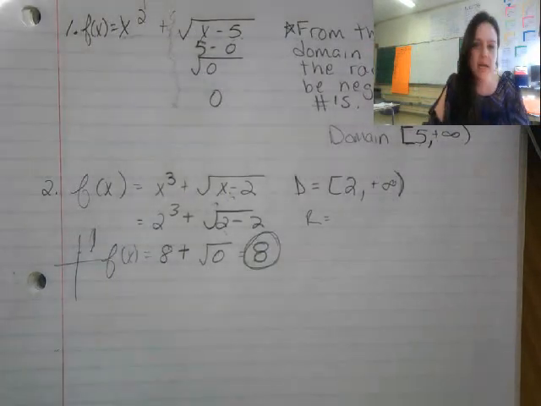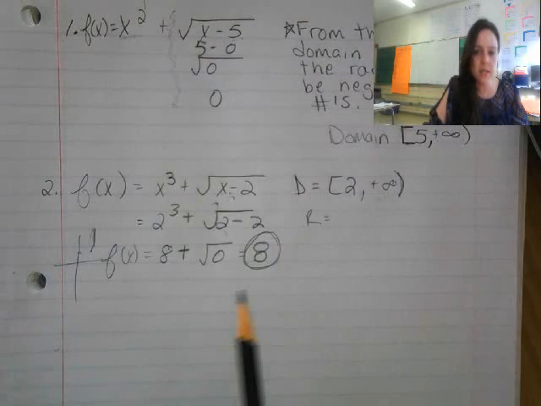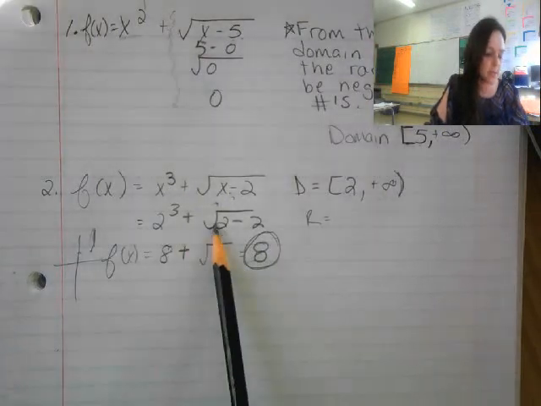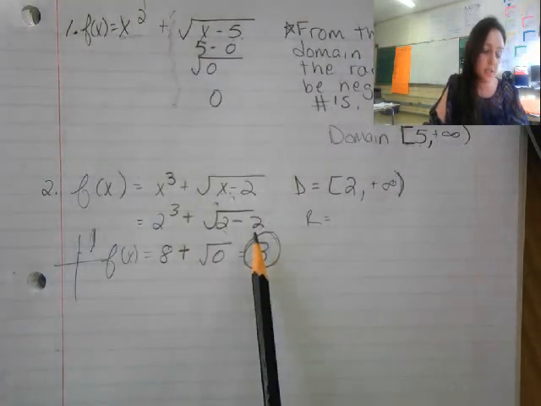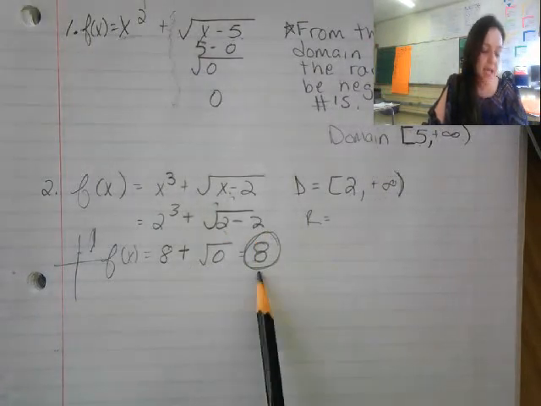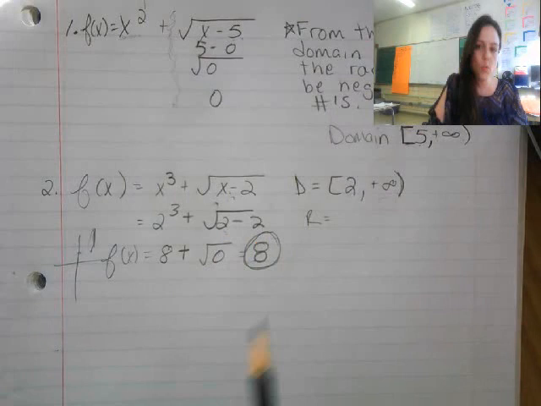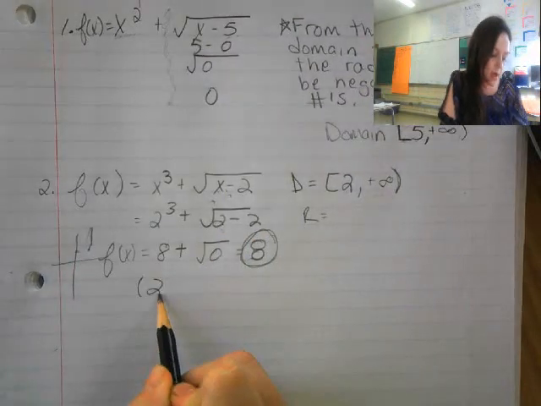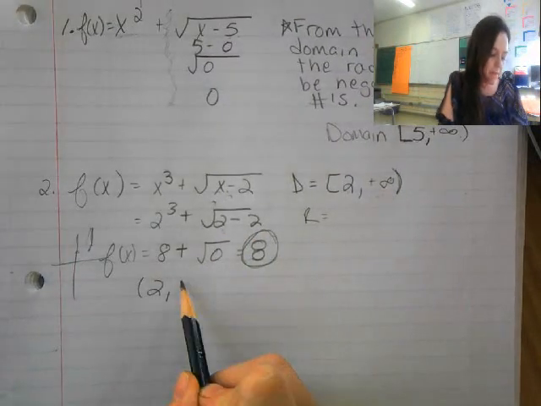And then I was wondering, well, what is y, or what is f of x, when I put 2 into the equation? I get 2 cubed plus the square root of 2 minus 2, which becomes 8 plus the square root of 0, which is just equal to 8. So when x is 2, my y value, or my f of x, is 8.